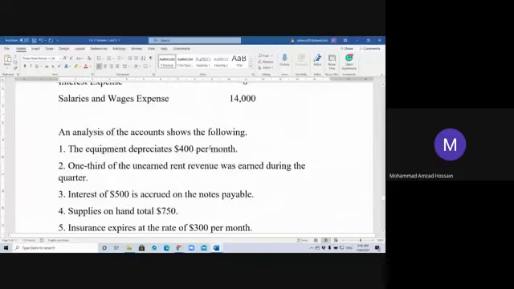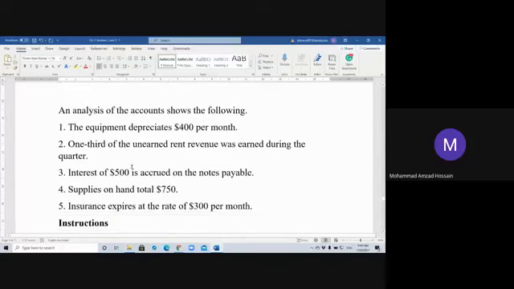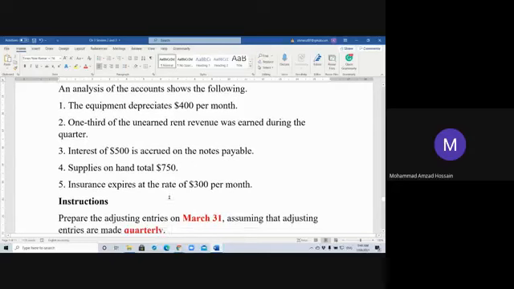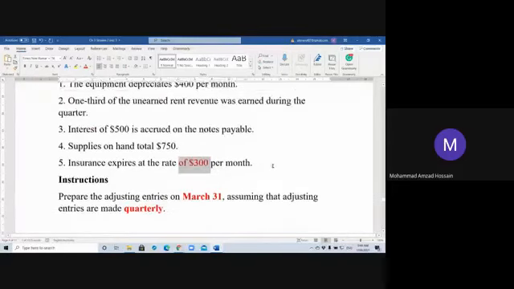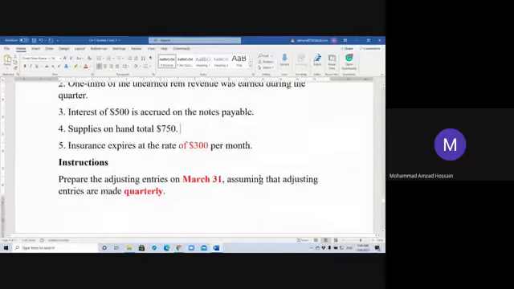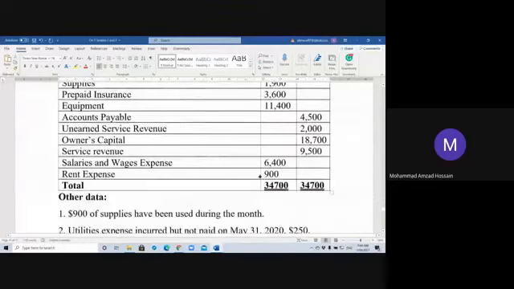So analysis of the accounts shows the following: equipment depreciates $400 per month. 1/3 of the unearned rent revenue was earned during the quarter. Interest of 500 is accrued on the notes payable. Supplies on hand total 750. Insurance expires at the rate of $300 per month. So they are much easier because they've already given us the rate. Okay, how to solve it? Let's solve it.